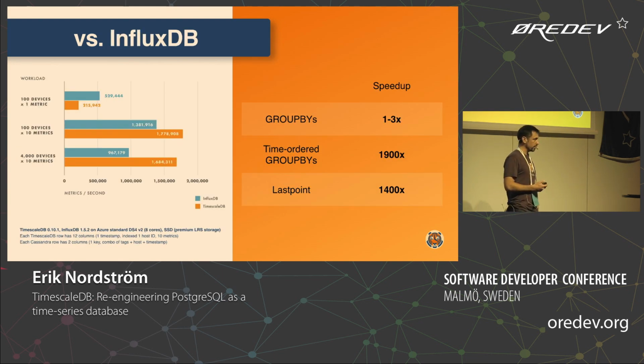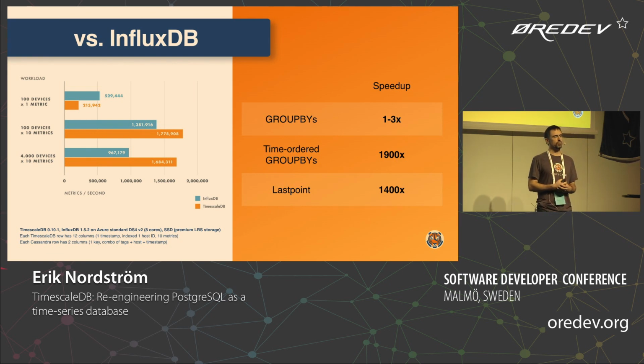If we look at InfluxDB, which is kind of the most well-known time series database out there, we see that for very simple use cases, where you have very few metrics or low cardinality data sets, InfluxDB is typically faster because it's highly optimized for this use case. But it's not by that much.